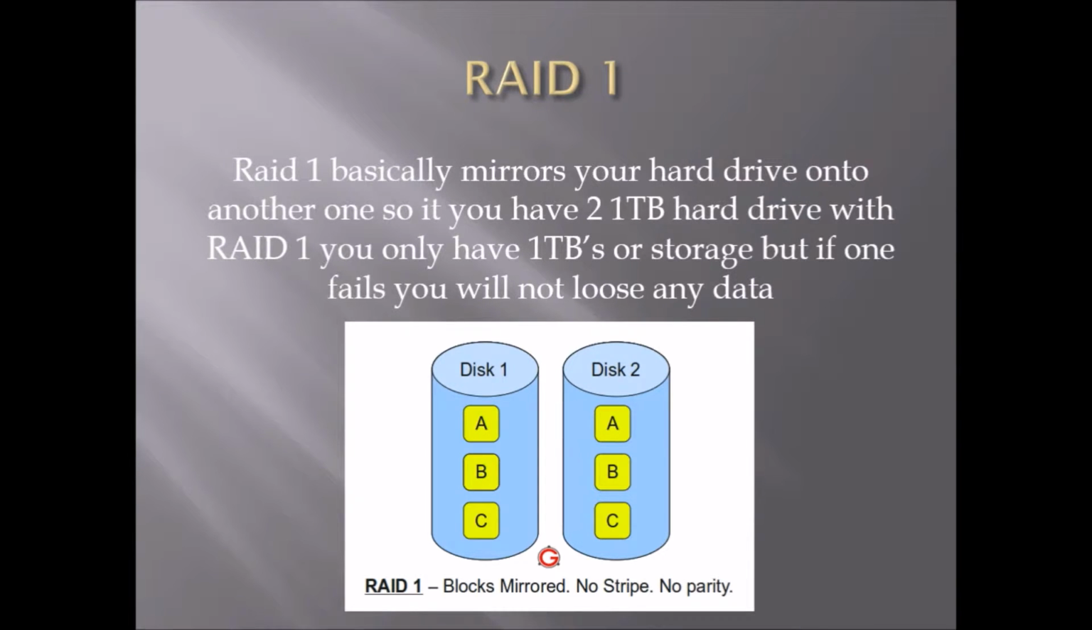Secondly, there's RAID 1. Basically what RAID 1 does is mirror everything you have on one hard drive to two hard drives. So if you've got two 1 TB hard drives in a RAID 1 configuration, you only have 1 TB of hard drive storage. But if one hard drive fails, you've still got all your data.